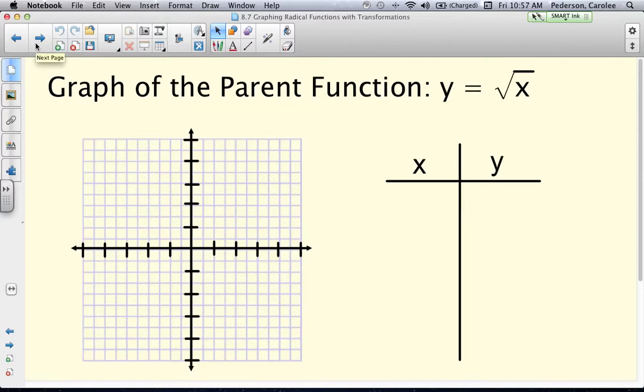This is called the parent function. We are going to graph the function y equals the square root of x. Do write this slide down in your notes.